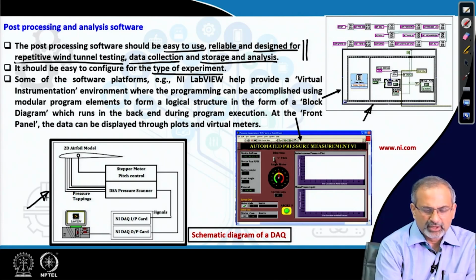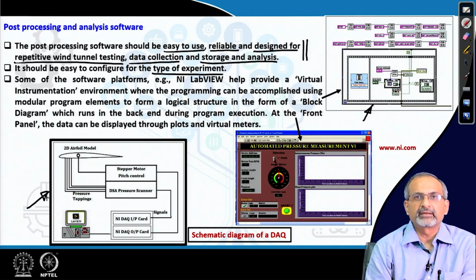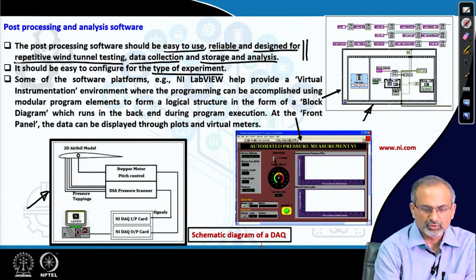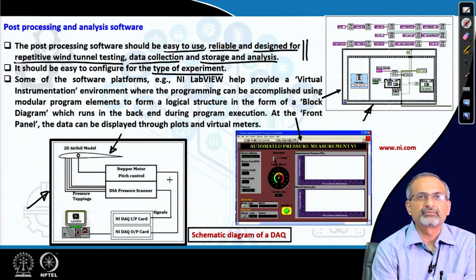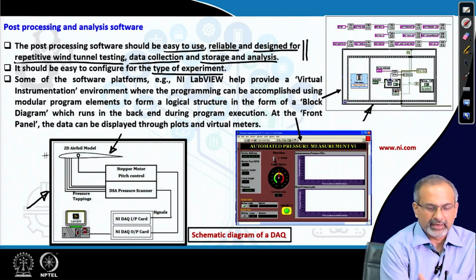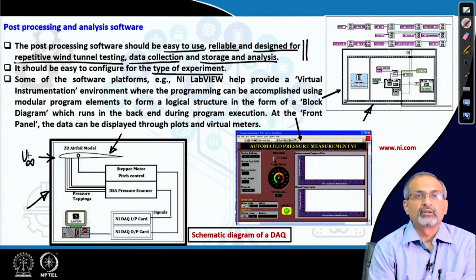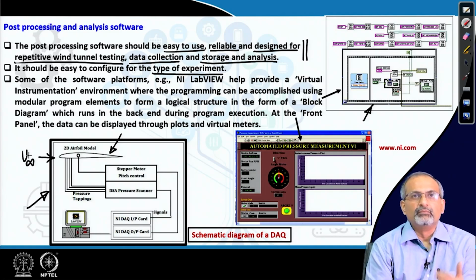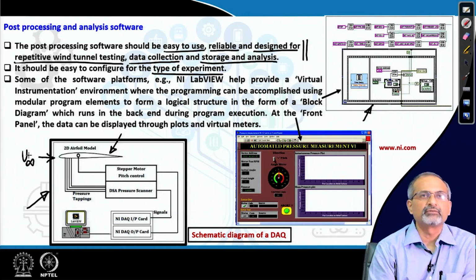Finally, putting everything together, you basically see a schematic diagram of a complete data acquisition system which comprises of all the elements that we discussed about. So, in a nutshell, if you are having a model inserted in the test section of a wind tunnel, let us say a 2D airfoil model, you may be orienting it to different angles of attack and then immersing it into the flow field, which may be moving at a velocity of u infinity, and again varied over a certain range of velocities.